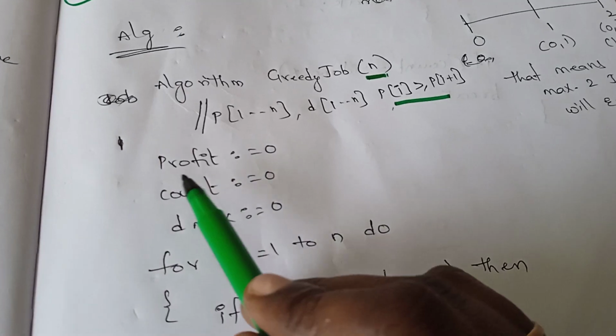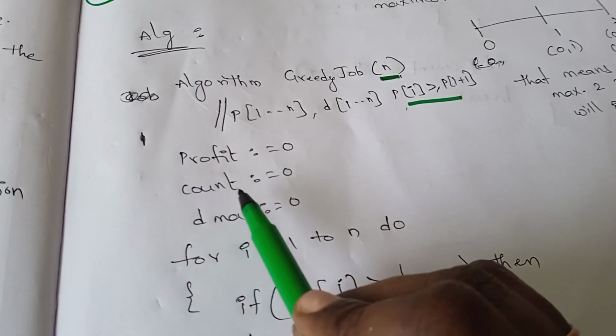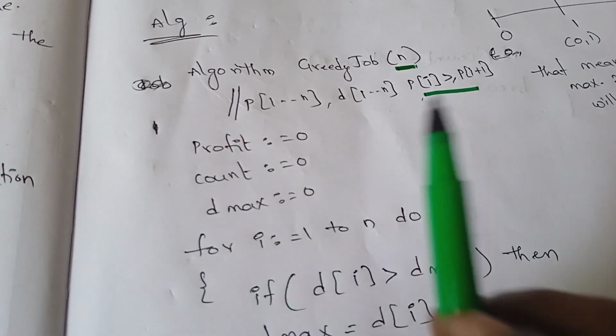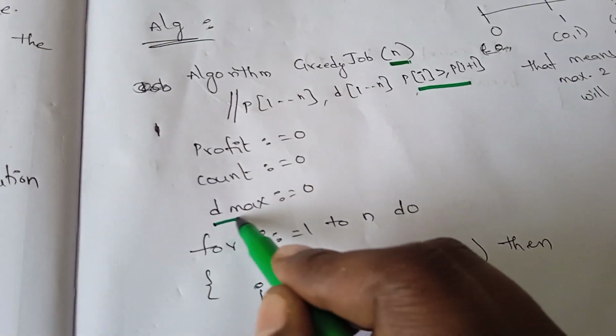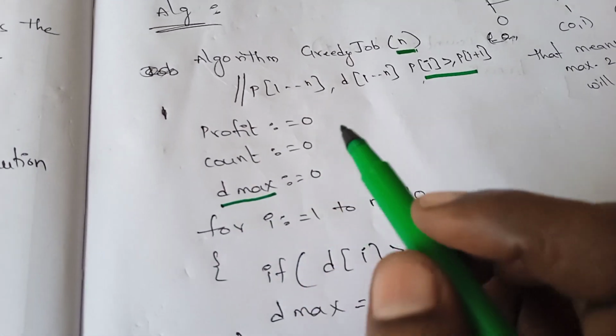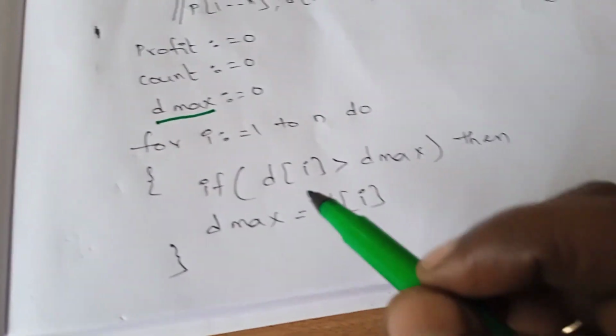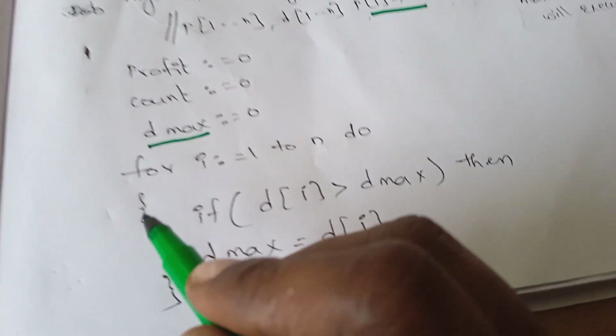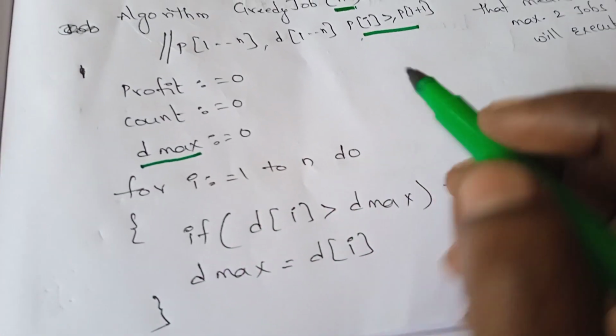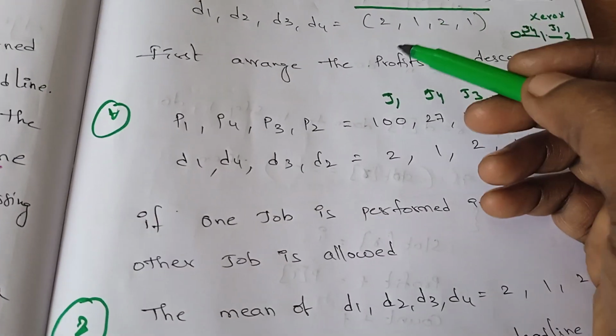Now, profit equal to 0, initially count equal to 0, D max equal to 0. This D max means the maximum deadline, right? Now let's see. For I equal to 1 to n, as far as the above example is concerned, our n is equal to 4.